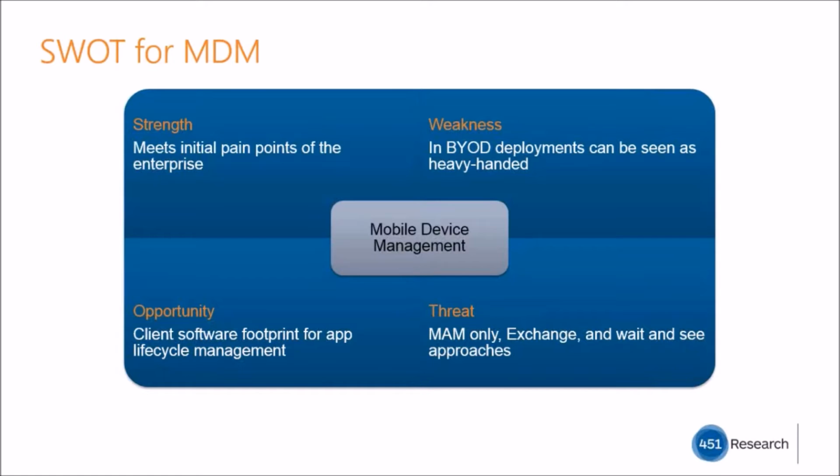So let's go into the strengths, weaknesses, opportunities, and threats for a couple different technologies. The first is mobile device management, and as I mentioned, this is really meeting the initial mobile pain points for employees: getting the email on the device, provisioning an email account, provisioning corporate Wi-Fi access points, mandating the use of a PIN or a passcode on the device. Initially maybe pushing out some applications or content, but it's very much focused on controlling the device.